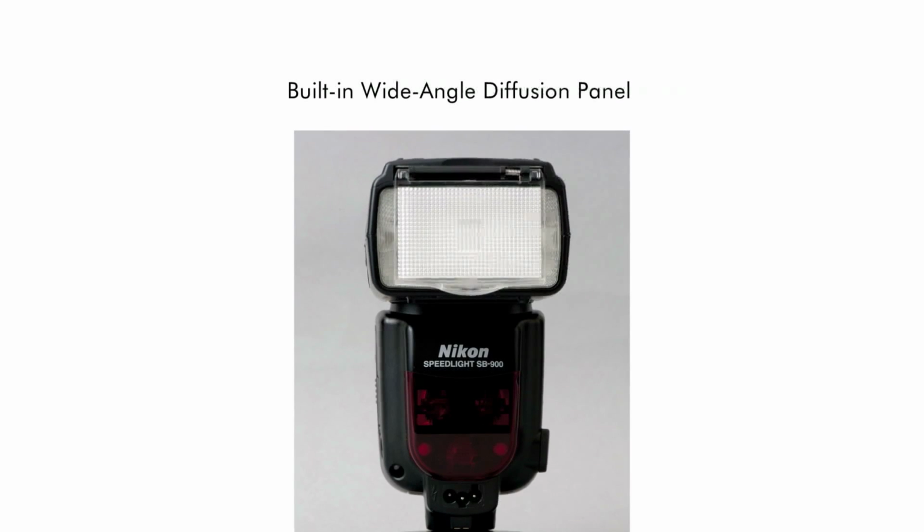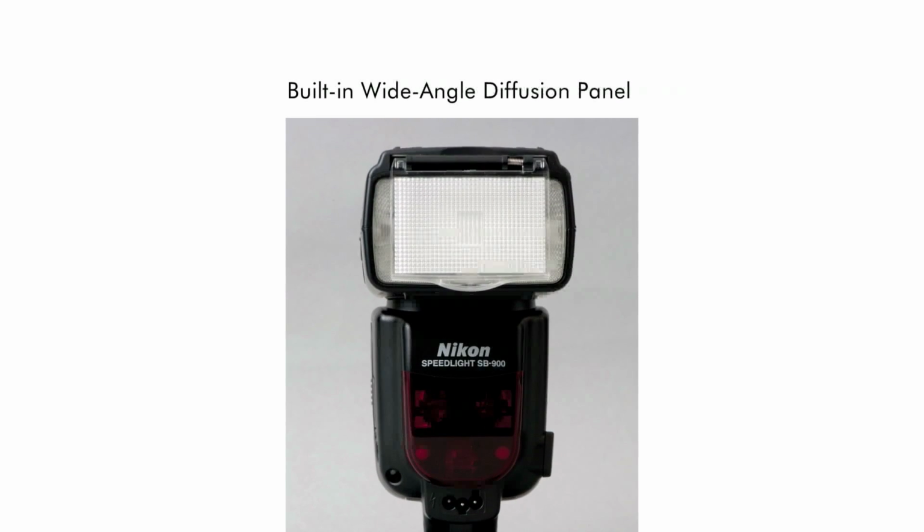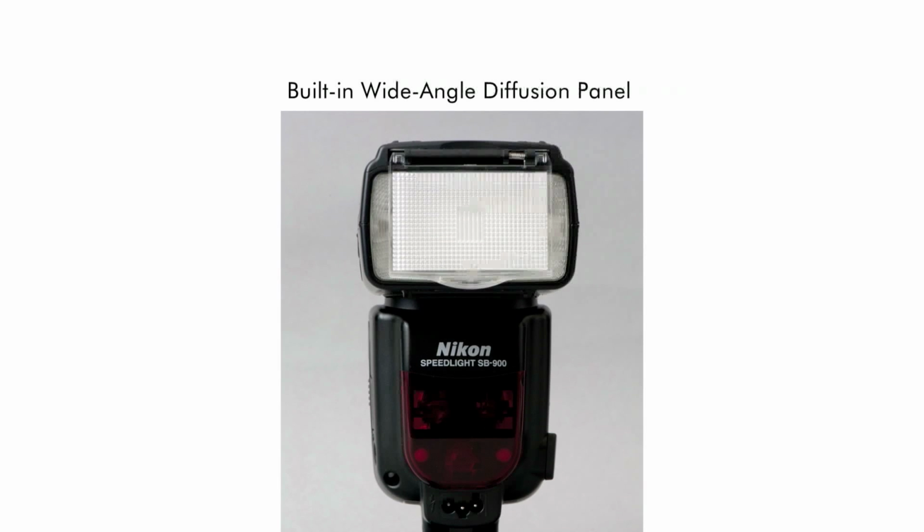The built-in wide-angle diffusion panel that you see in front of the flash head here increases the spread of light produced by the flash. It's most often used with a wide-angle lens to make sure the entire image frame is evenly lit by the flash. You can see the effect of using the wide-angle diffusion panel here. It's not as effective as other diffusion modifiers, but it does make a difference.